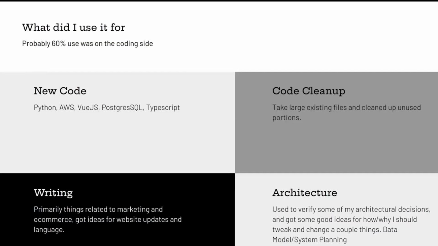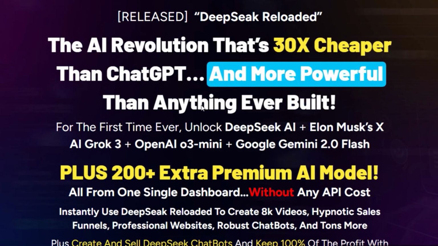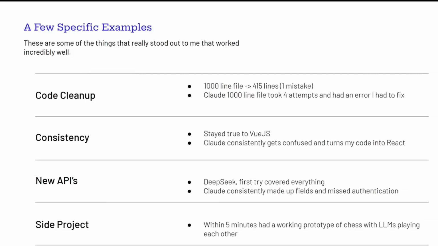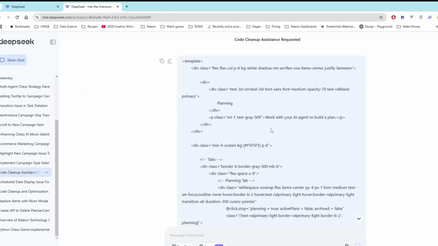So I'll give you a few specific examples of things that actually happened. Code cleanup: I gave it just over a thousand lines of code. A lot of it was placeholder. When you're building a UI, a lot of times you'll do placeholder and format for data to inject into it. I wanted to remove all that, a bunch of functions that needed to be removed. Within one attempt, it gave me back a file with about 415 lines.